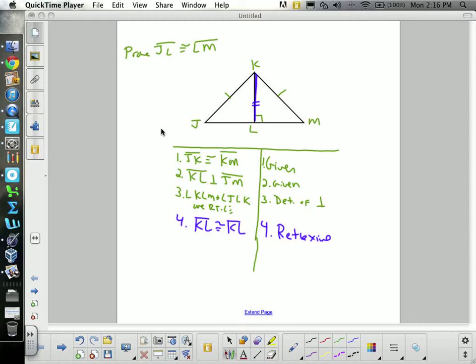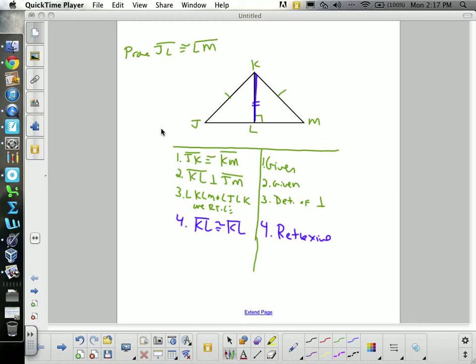In order to be side angle side, it would have to be angle JKL and MKL, wouldn't it? Because side angle side means the angle between the sides. We do not have that angle, do we? It couldn't be side side side because I only have two sides. I can't do angle side side, that does not work, but since the angle is a right angle, it is HL.